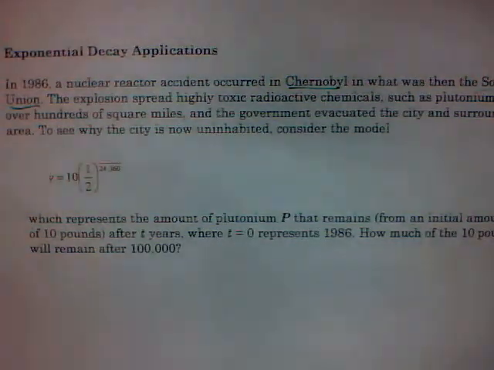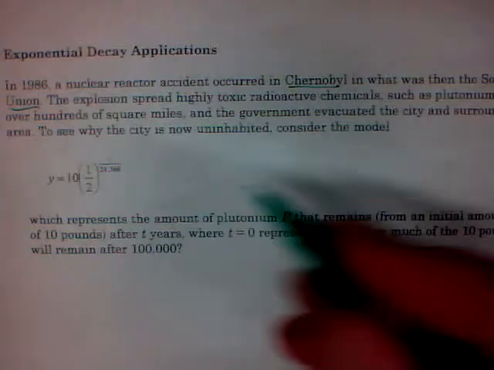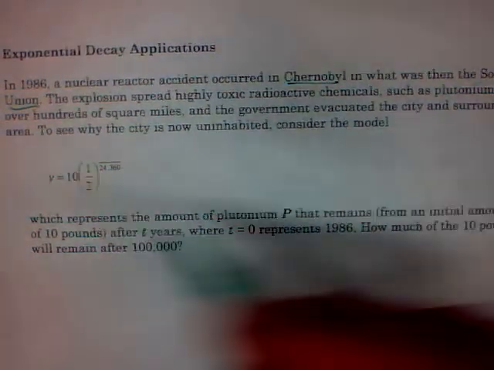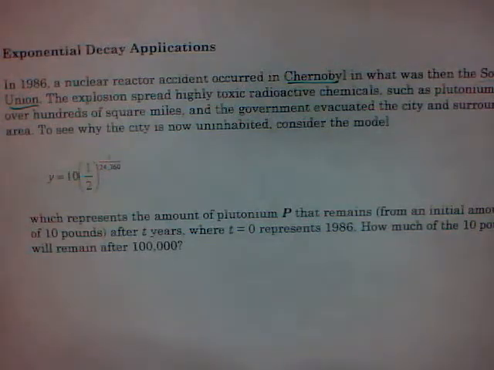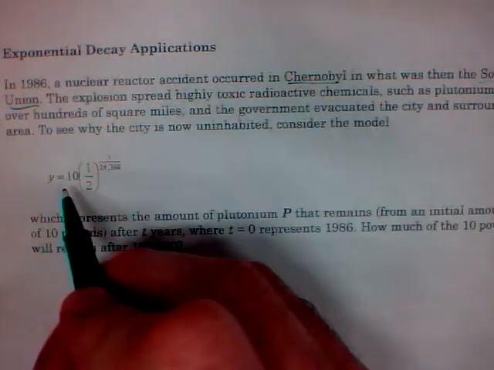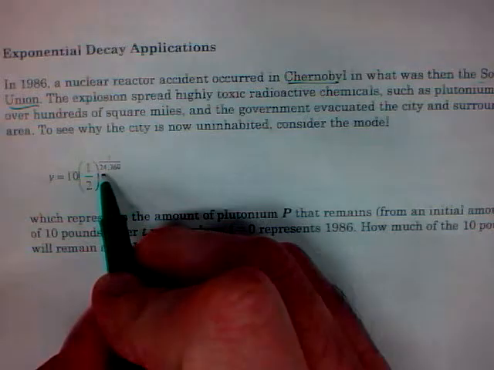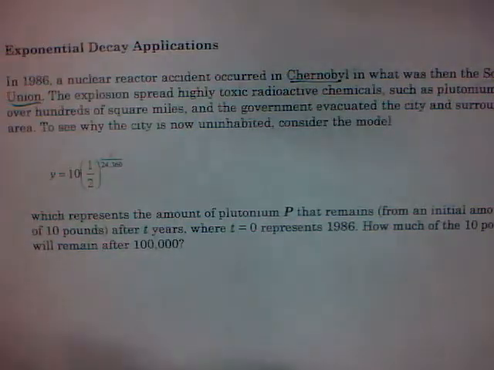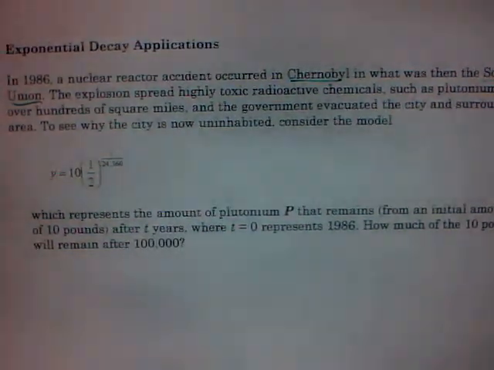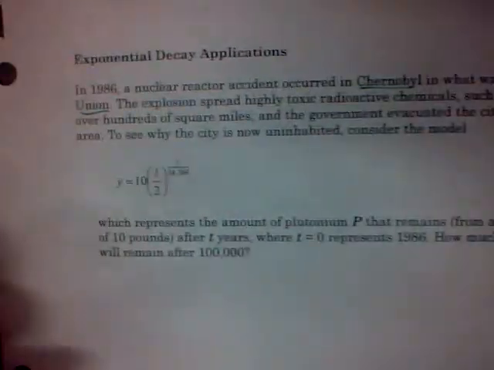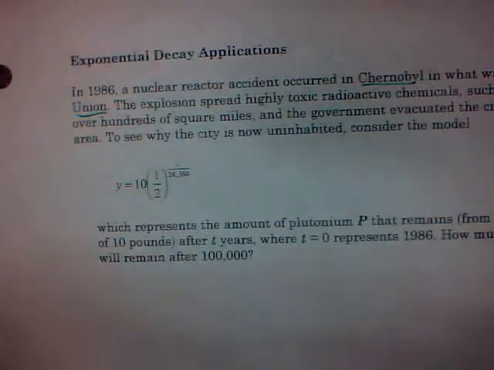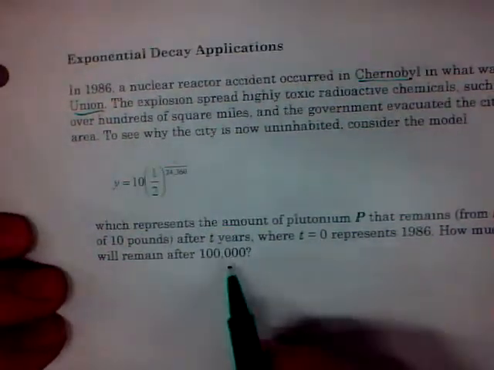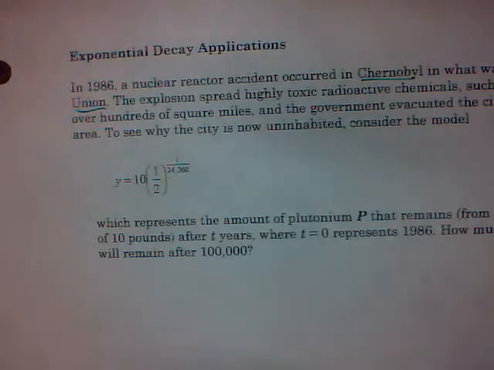In that particular case, the amount of plutonium, if there was 10 pounds of plutonium, plutonium has a half-life of 24,360 years, which is an extremely long period of time. So in that particular case, let's look at how much plutonium would be left after 100,000 years.